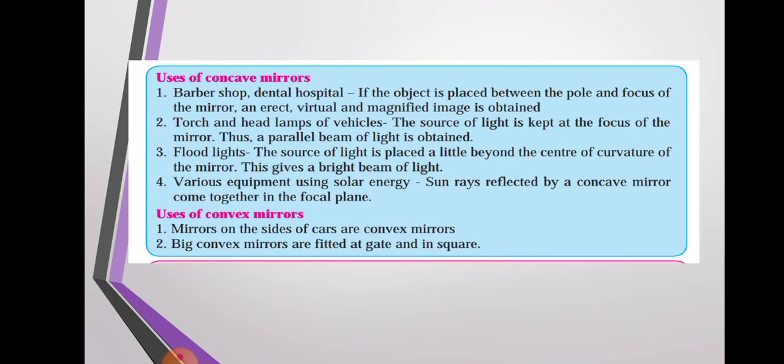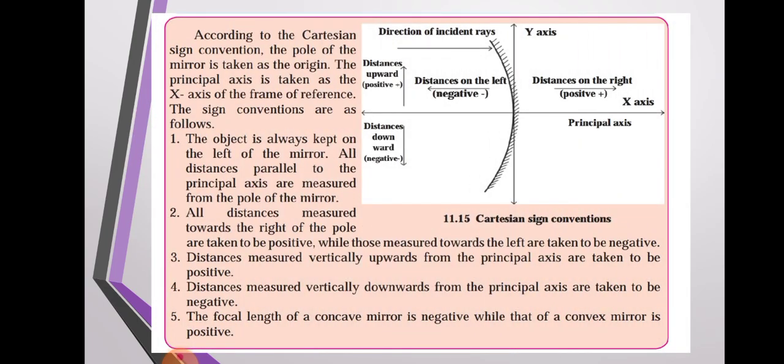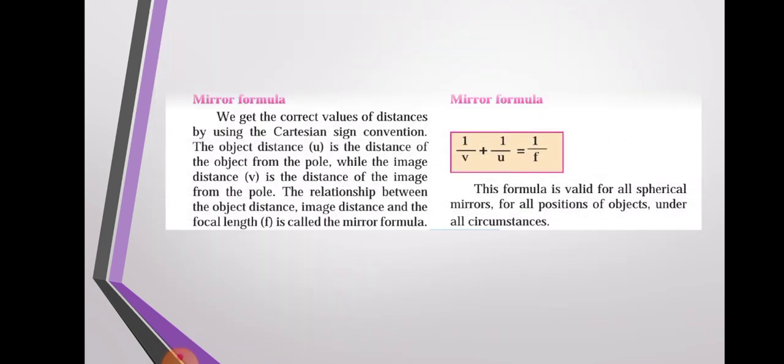Okay, now we have seen uses of concave mirrors, uses of convex mirror. कहाँ पे used होता है? You all know that. Read this very carefully. You will understand it better. Okay, then we have seen Cartesian sign convention. Okay, distances measured towards the right of the mirror are taken to be positive यहाँ पे, और left में होता है वो negative. Then upward is always positive, then downward is negative. So this is Cartesian sign convention.